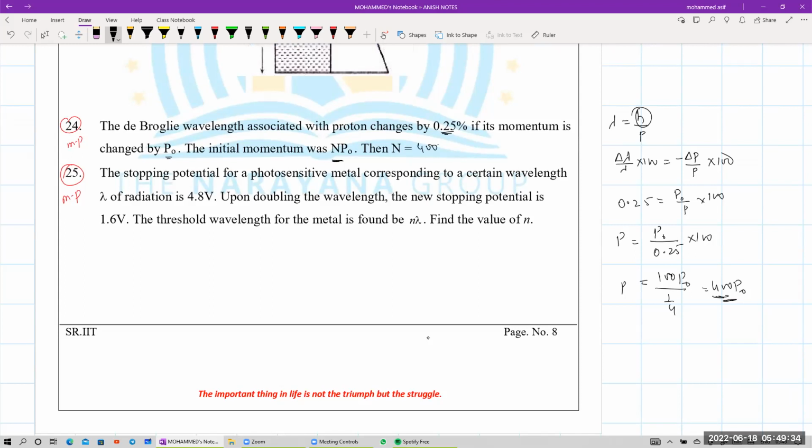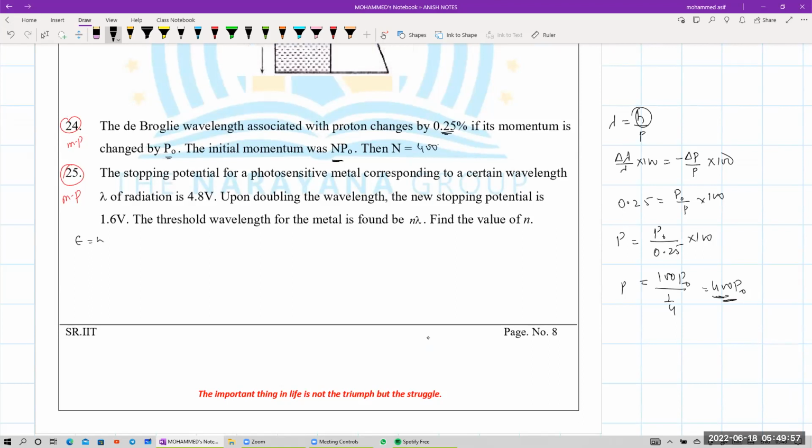Next one. The stopping potential for a photosensitive metal corresponding to a certain wavelength lambda of radiation is 4.8 volt. Upon doubling the wavelength, the new stopping potential is 1.6 volt. The threshold wavelength for the metal is found to be n lambda. Find the value of n. Einstein's photoelectric equation.